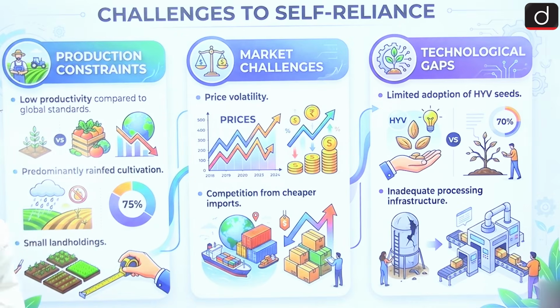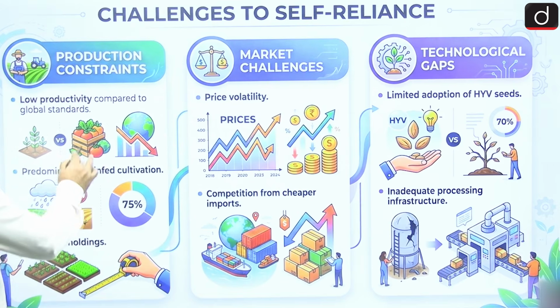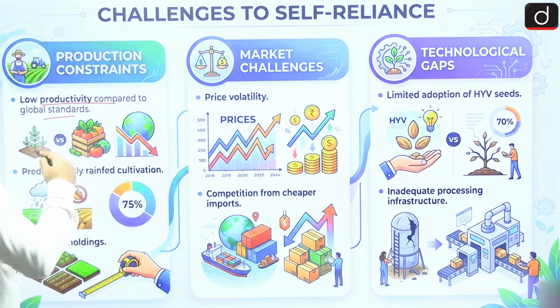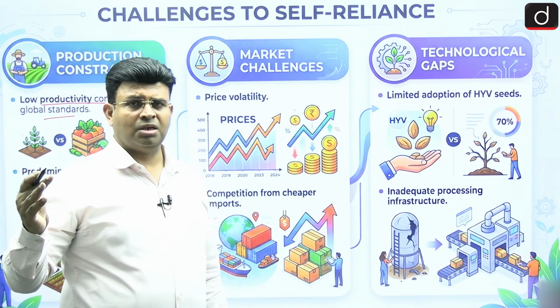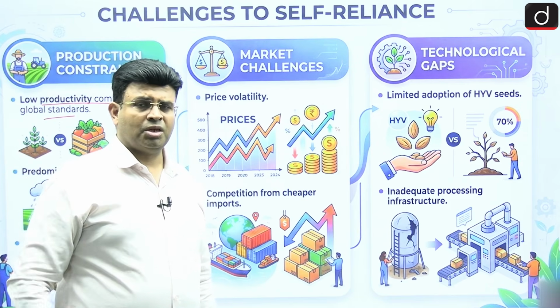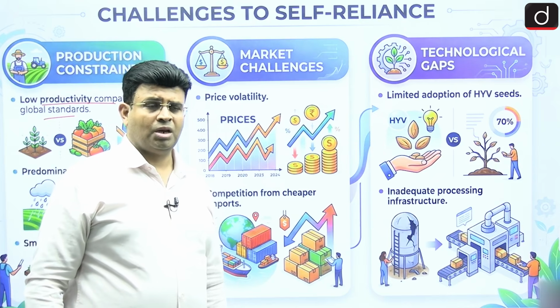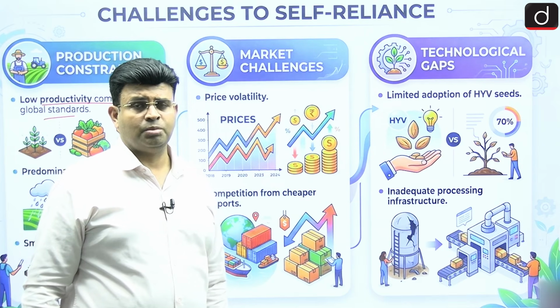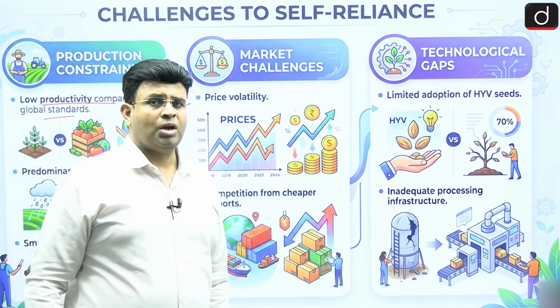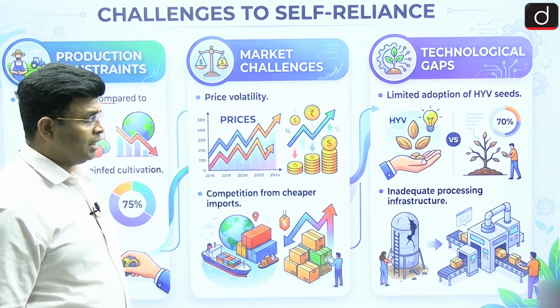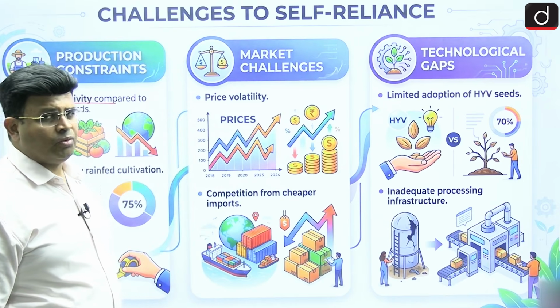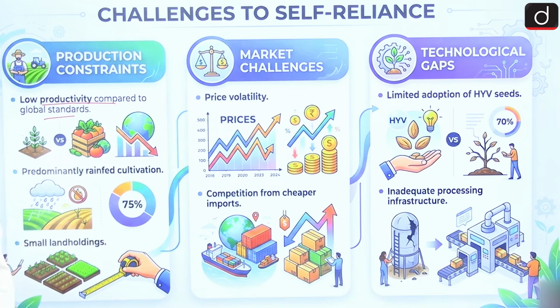And thereafter we can talk about the challenges to self-reliance in edible oil. One is low productivity compared to global standards. Why? Because in comparison to other parts of the world, our productivity of edible oil is less. So it is very necessary that we do R&D, and also increase the nutritional value. Then automatically we have to improve the productivity per hectare and all.